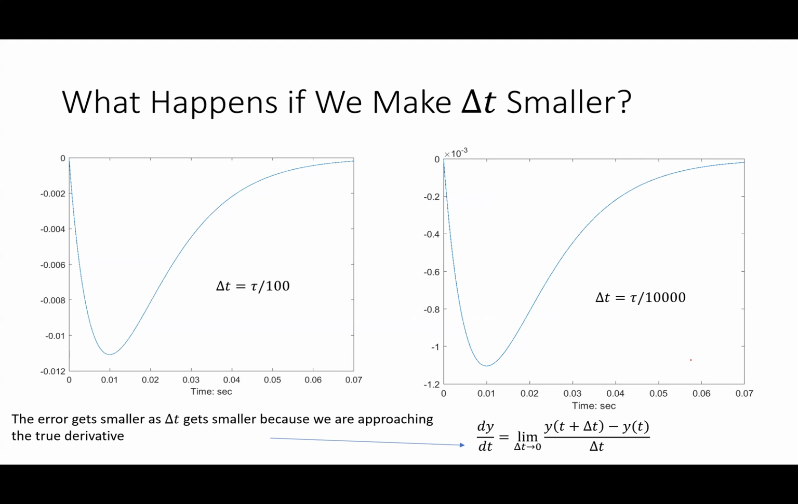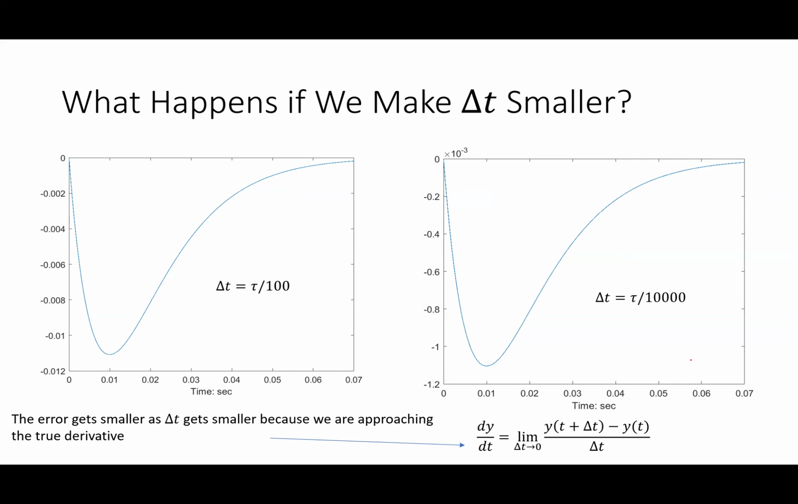What's the downside, though, of making delta t smaller and smaller? You work with more values. My vectors are getting a lot bigger, right? So in this case, I had 700 points. In this case, I'm going to have 70,000 points, right? And I probably don't need 70,000 points if I think that error is okay, right?